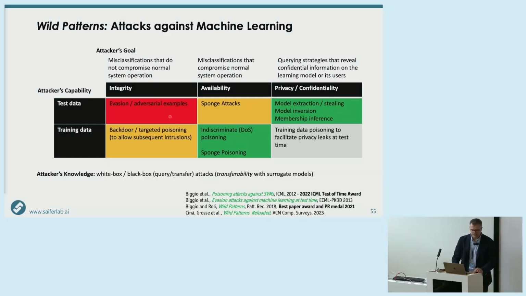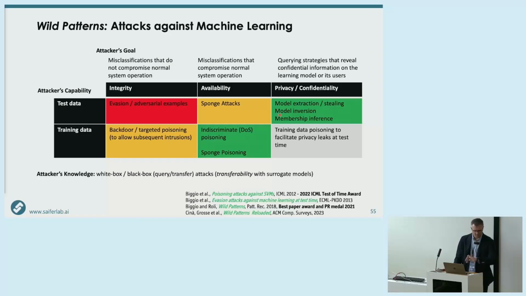So what you see in red is something that is difficult to defend against. Yellow is so-and-so. Green could be done under certain assumptions. Like you can probably defend against black box privacy attacks if you have a way to manage the number of queries that people can send to a system. If then they scale to a botnet or whatever, it's again complicated.